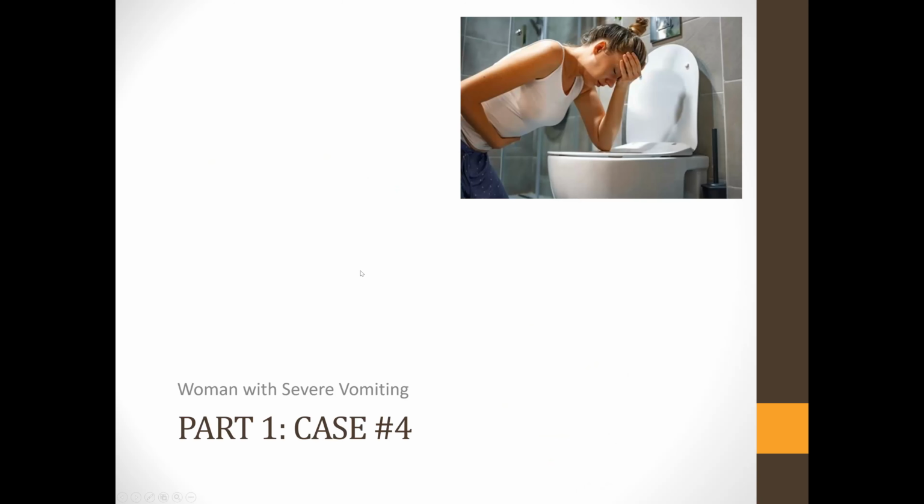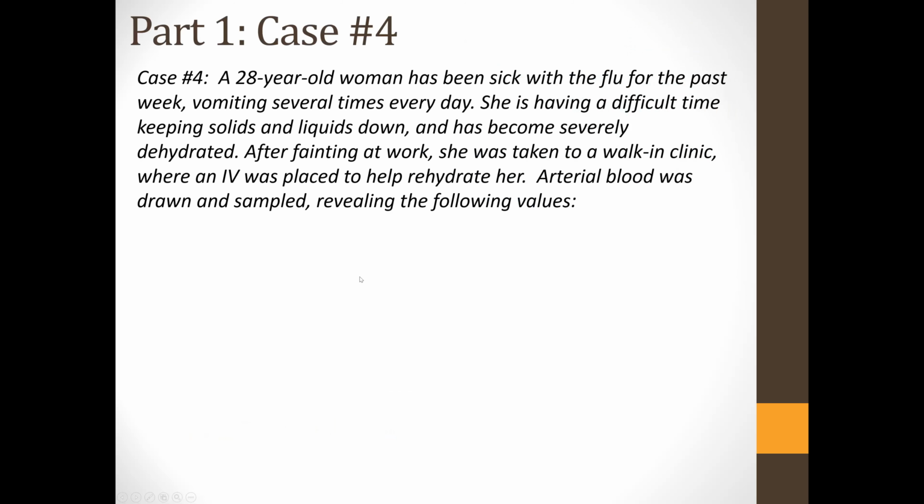Case number 4, woman with severe vomiting. A 28-year-old woman has been sick with the flu for the past week, vomiting several times every day. She is having a difficult time keeping solids and liquids down and has become severely dehydrated. After fainting at work, she was taken to a walk-in clinic where an IV was placed to help rehydrate her. Arterial blood was drawn and sampled, revealing the following values: pH 7.5, carbon dioxide 40 millimeters mercury, oxygen 95 millimeters mercury, bicarbonate levels 32 milliequivalents per liter.